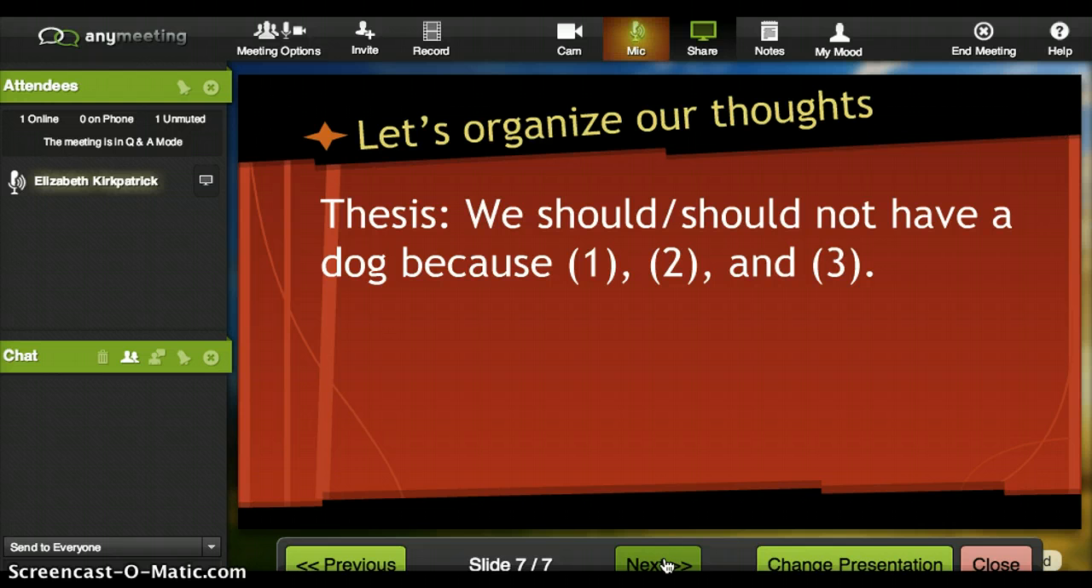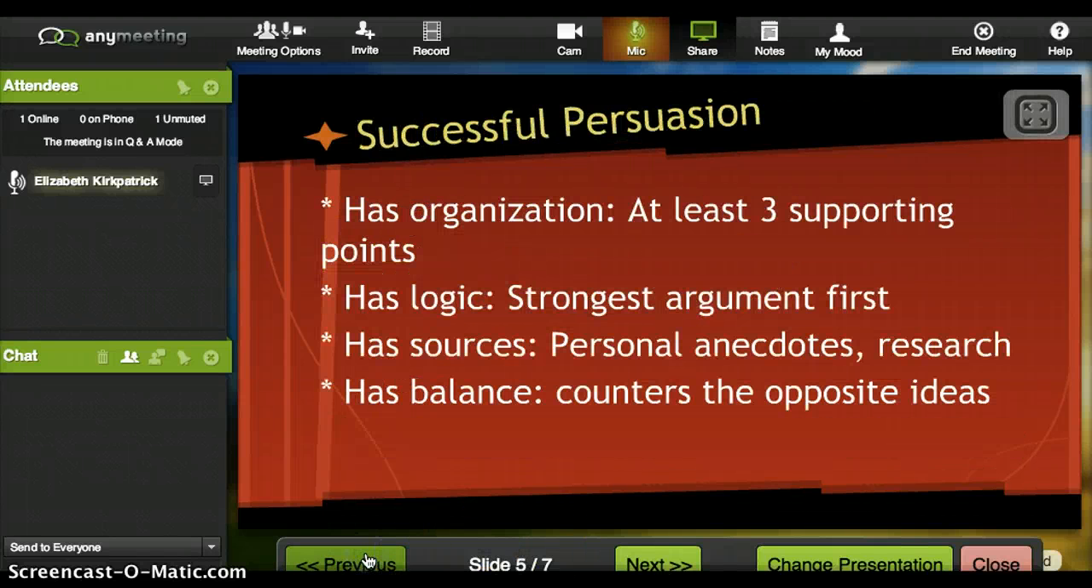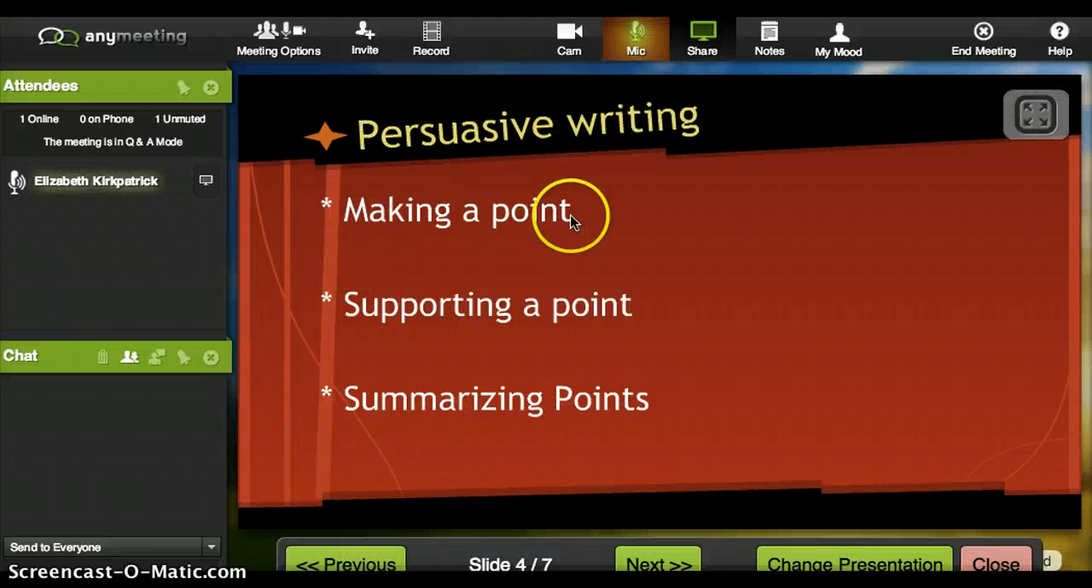Okay, great. So now that we have our thesis statement, we can start to understand how to organize the rest of our persuasive paper. Does anyone have any questions about persuasive writing? Okay, we can look at organization again. Remember, we have our thesis, we make our point, then we support our point with the supporting details, and which argument goes first? That's right, the strongest argument. And then finally we conclude with the summarizing points.